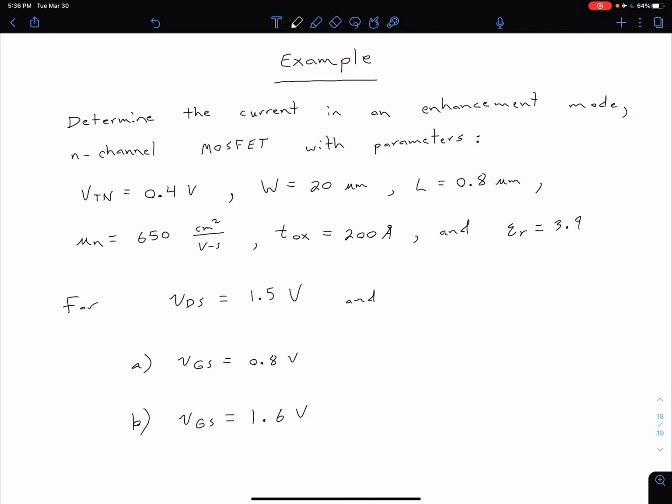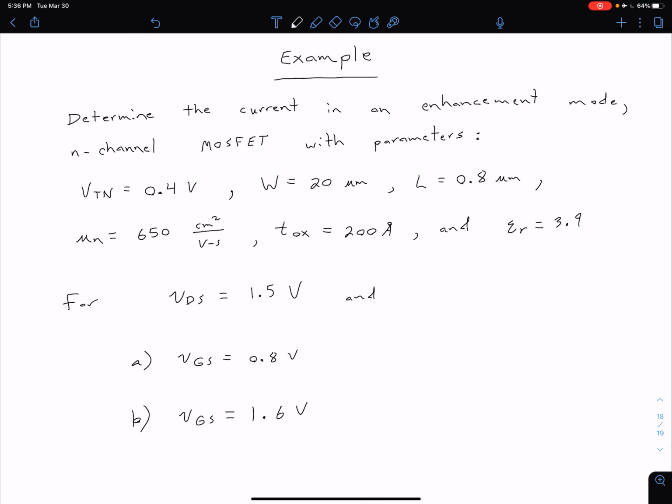Let's now take a look at an example and get some practice using those IV equations. So what we want to do is determine the current in an enhancement mode n-channel MOSFET. Well, that's pretty convenient because that's what we've looked at so far. And so we're told that this MOSFET has various parameters.